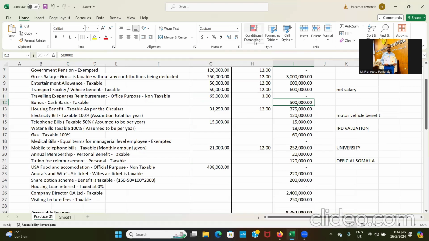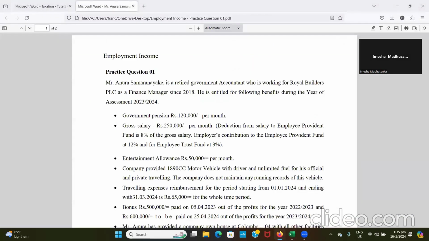Imesha, is the simple explanation needed for that? I don't think so. Okay. So moving to the next adjustment.